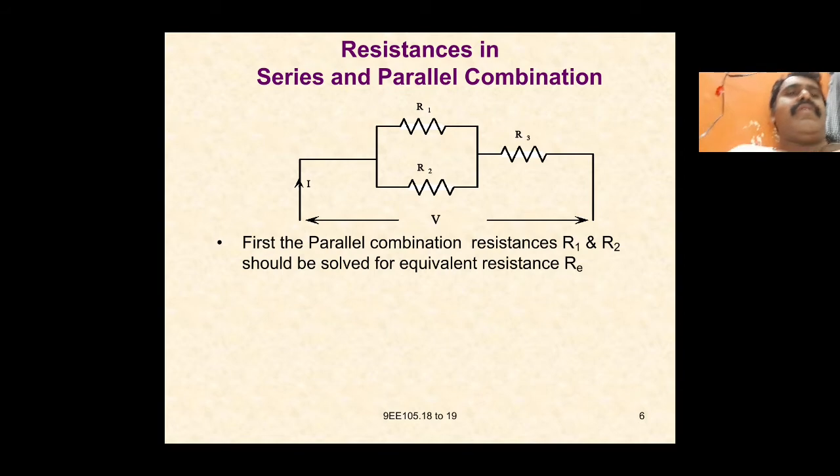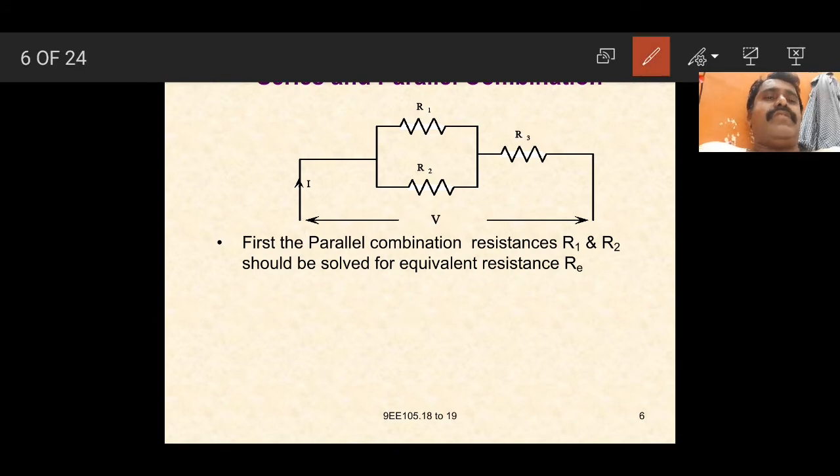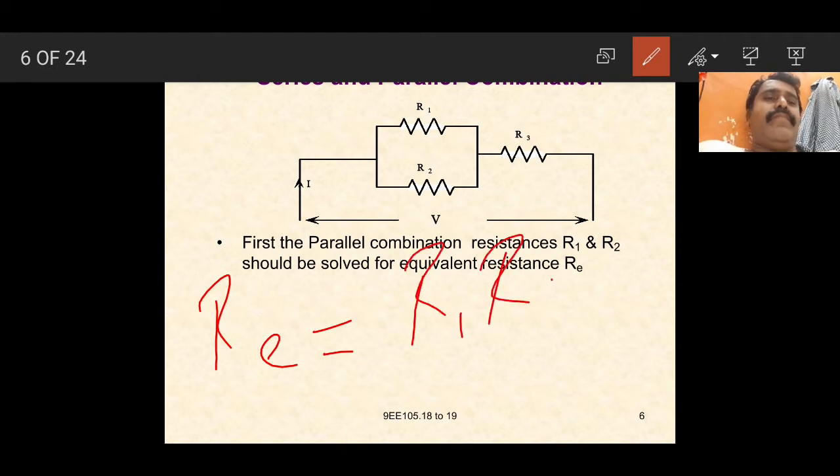First, the parallel combination R1 and R2 should be solved for the equivalent resistance RE. Since the two resistors are connected in parallel, we can find R equivalent for R1 and R2 as R1 R2 by R1 plus R2.